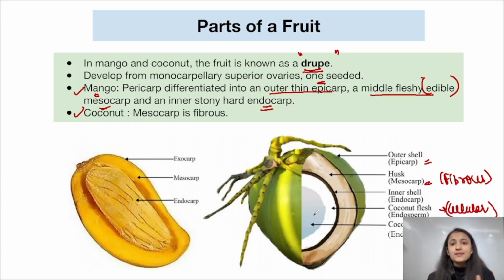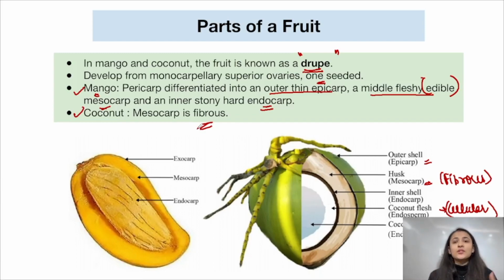Okay, because inside the seed the embryo is present, then the endosperm is present. So this is the endosperm part of the seed. Alright, so the major point to be noted here is that the mesocarp of coconut is fibrous. Okay, it consists of many fibers. It is a very husky, brown colored structure.